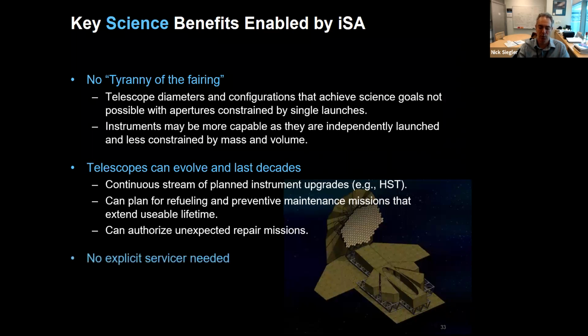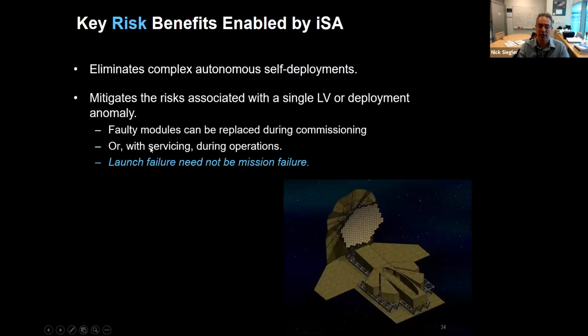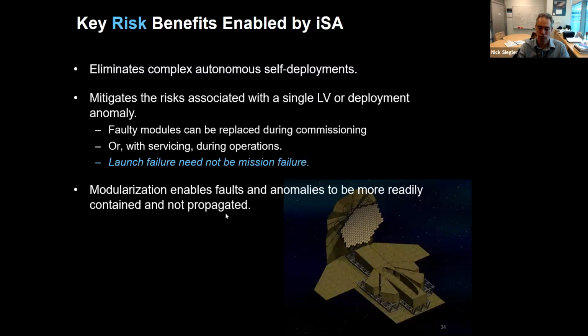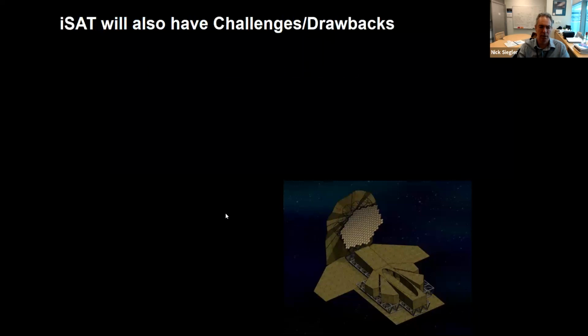And we talked about the fact that we think we solved the servicer problem. All right, and then risk is the one I'm feeling most confident on. Again, God forbid that the Webb has a deployment challenge, something doesn't self-deploy. In-space assembly eliminates that risk. We still may have deployment challenges or assembly challenges, but it's not the end of the game, right? Launch failure doesn't have to be a mission failure. Right. Let me just skip down to the next slide.